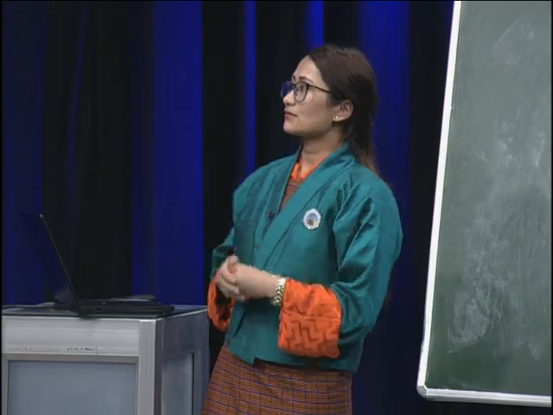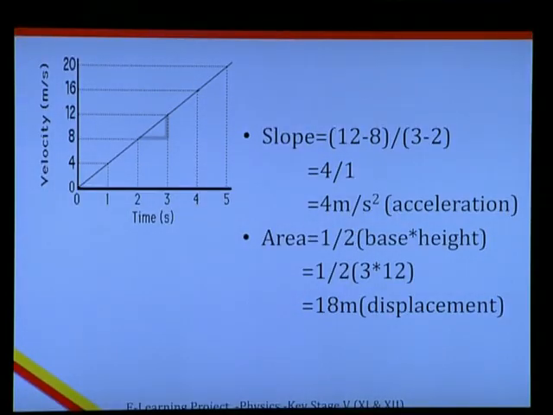So when we consider that linear velocity time graph, and if we calculate the slope, we get the acceleration, and you can clearly see the example here. And if we calculate the area covered under the curve in this velocity time graph, we will basically get displacement.